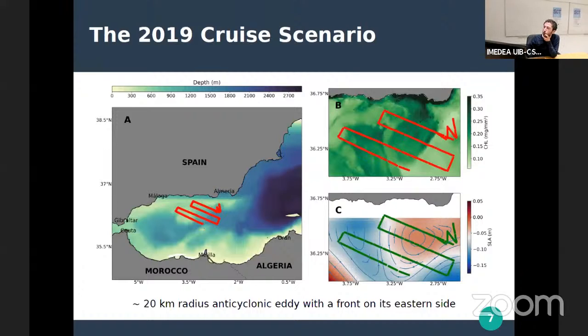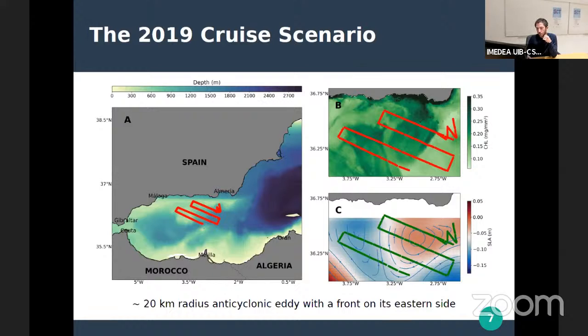Now, getting a little bit closer to the data that I've been analyzing in my work, let me describe the cruise scenario of 2019. And in particular, you can see the transect that we have been doing in the bathymetry map, the biggest one, and you can see that we've been sampling an anticyclonic eddy. You can see in the C panel the SLA, the altimetry with the geostrophic velocity, so there is an anticyclonic circulation. But even more interesting, you can see that in the eastern side of this eddy, there is a front.